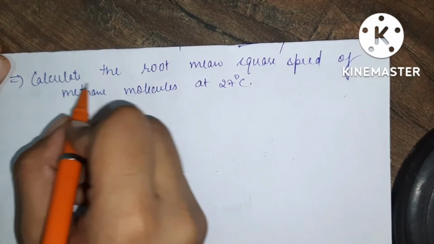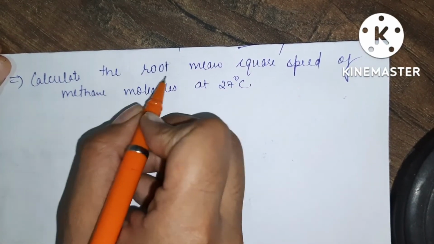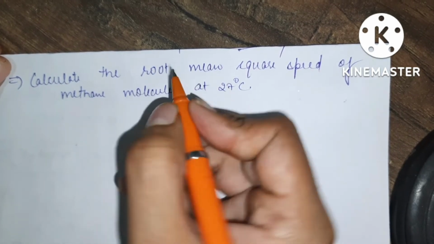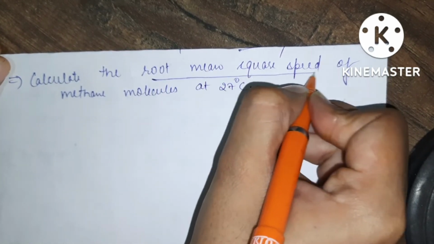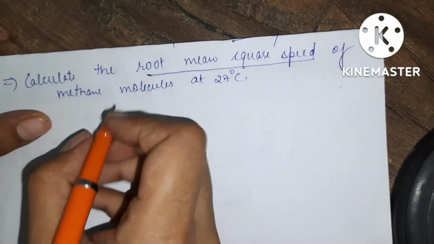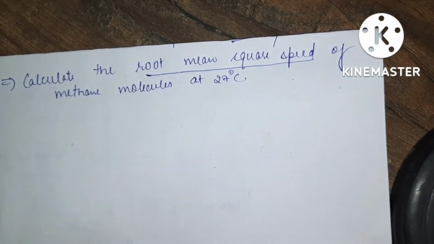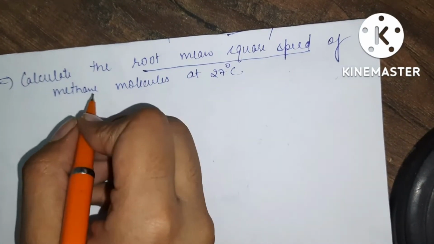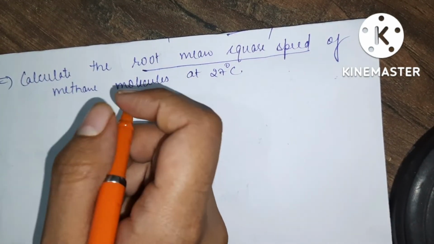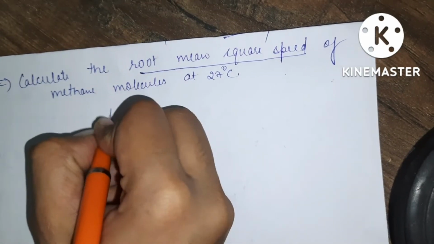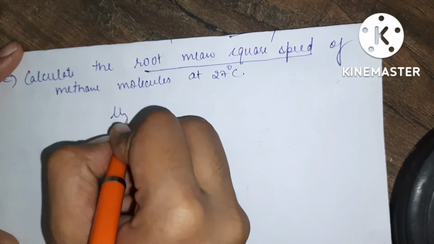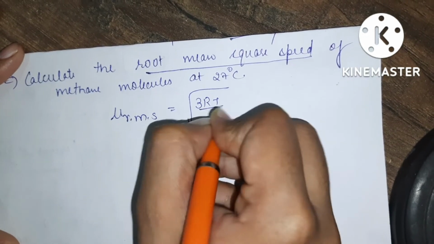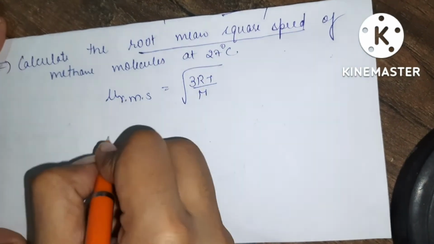Now we are going to calculate the root mean square speed of methane molecules at 27 degrees Celsius. First, I want to ask you a question: what is root mean square speed, and what is the formula of root mean square speed? I have already discussed that URMS means the root mean square speed. URMS is equal to root of 3RT by M.